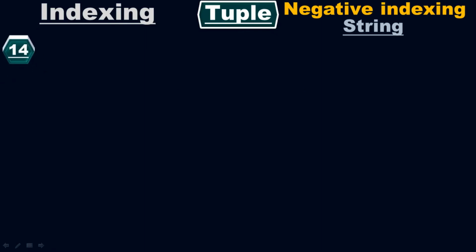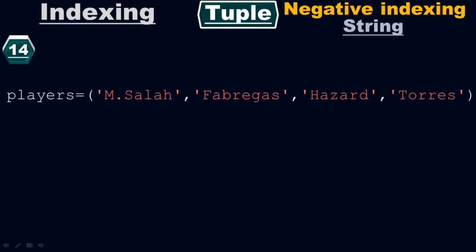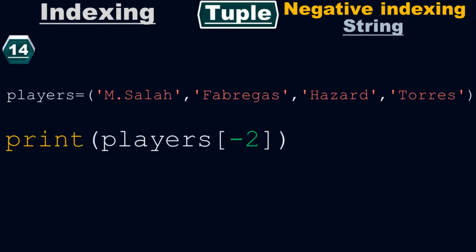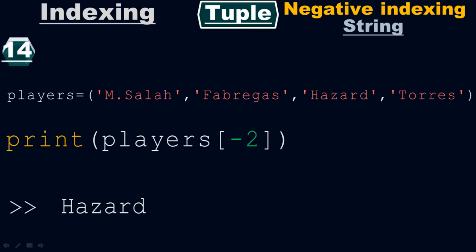Example number 14. I'm going to take the same expression, players = (Muhammad Salah, Fabregas, Hazard, Torres), but this time I will take print(players[-2]), which will give Hazard in the output. Look at negative index: -1, -2, we have Hazard. Therefore, it returns Hazard in the output when you run it.